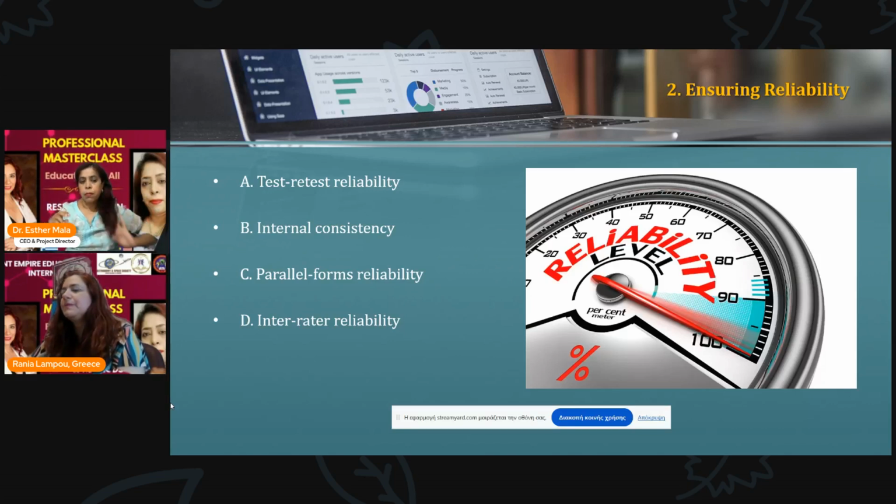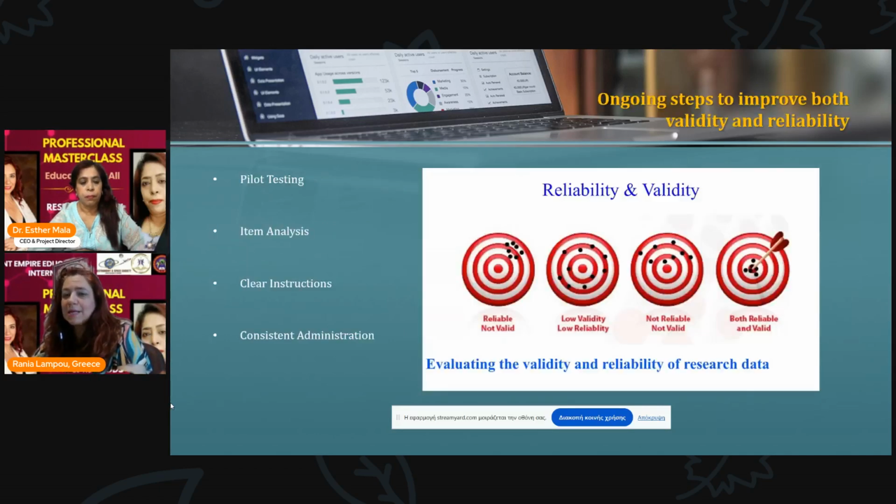Inter-rater reliability: how can we ensure this? By using clear rubrics and scoring guidelines, by training evaluators to reduce subjectivity, and by conducting calibration sessions for scorers. So what are the ongoing steps to improve both validity and reliability? Pilot testing: try the test with a small group first and revise based on results. Item analysis: identify and revise poorly performing items, for example, items with low discrimination index. Clear instructions: ensure that all test takers understand what is required. And consistent administration: standardize test-taking conditions.